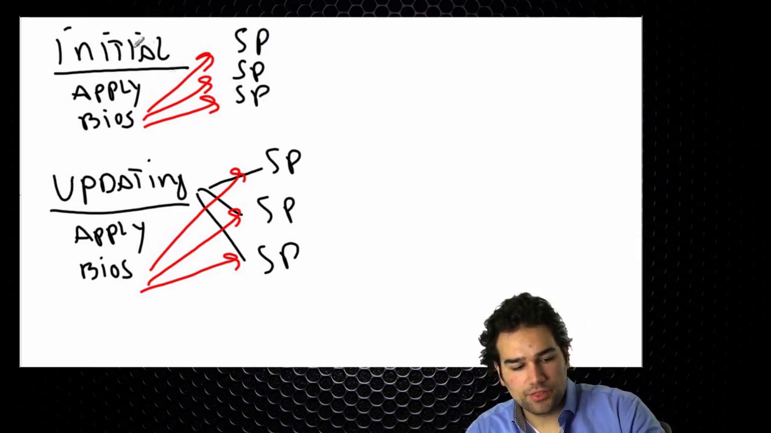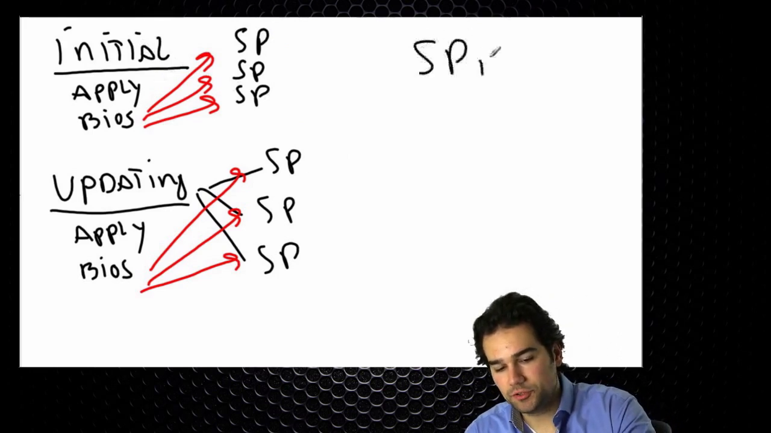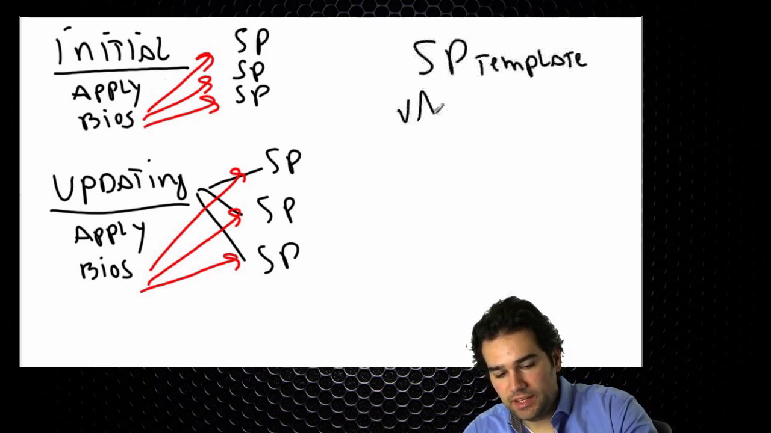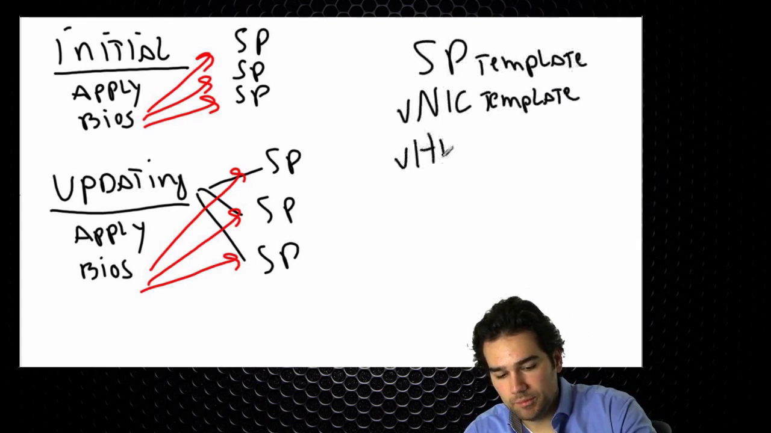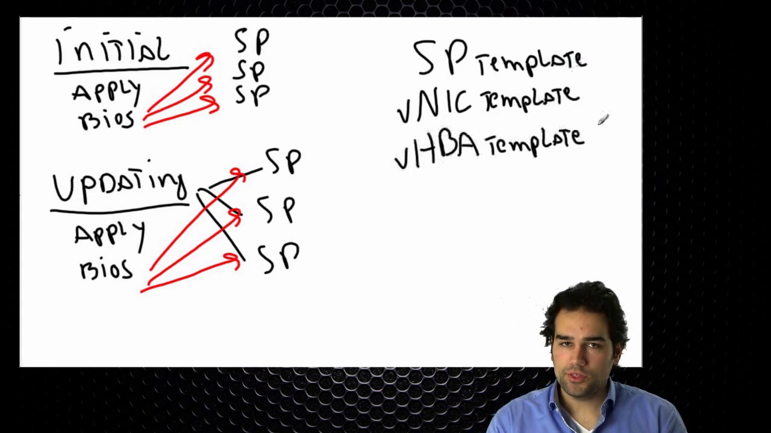Now I have 3 different templates in the system. I have a service profile template. I have a VNIC template. And I have a VHBA template. All 3 can be initial or updating.